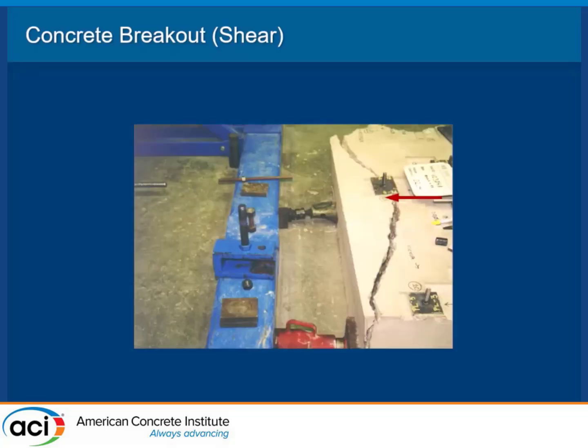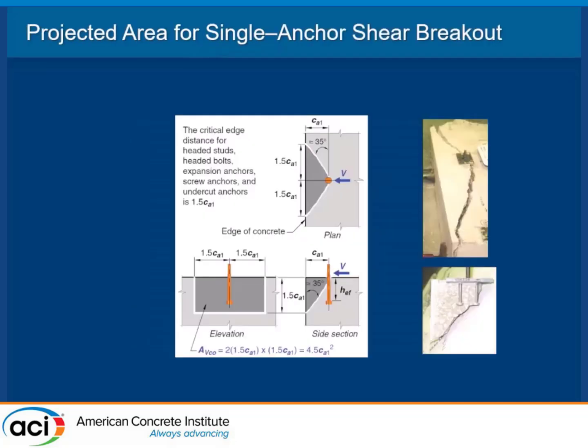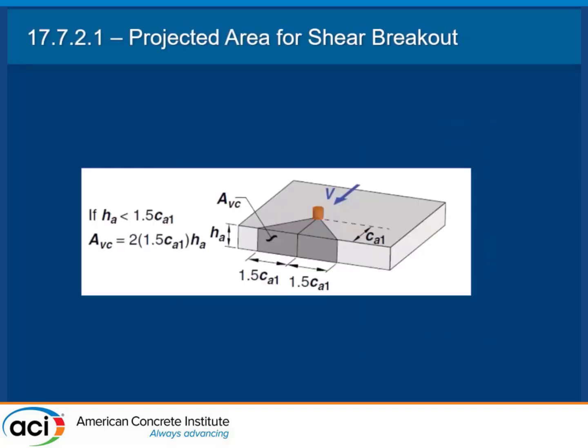Here's another case where you can see breakout. You're seeing that magical 35 degrees going out this way, and then we saw it underneath in the other photos. And so this is a pretty straightforward calculation, as we did with tension. There's no magic to it. We're always using this 35 degrees.